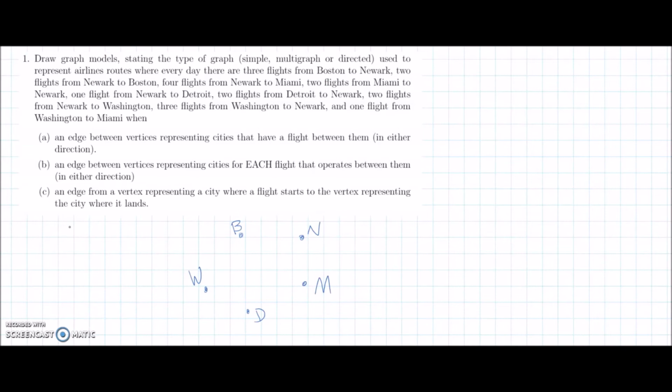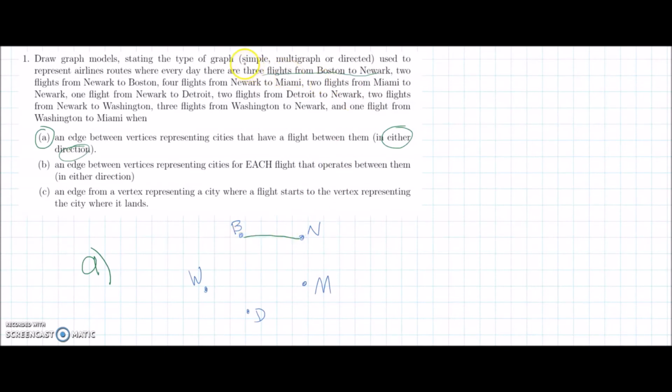So in part A, I'm going to do all of these on the same set of vertices. Let's do part A first. We're going to draw an edge if there's a flight between the two cities in either direction. So we're saying if there's any flight at all connecting the two cities, draw an edge. First, there are 3 flights from Boston to Newark. Well, we draw an edge if there's any flight, so I'll draw this edge here.